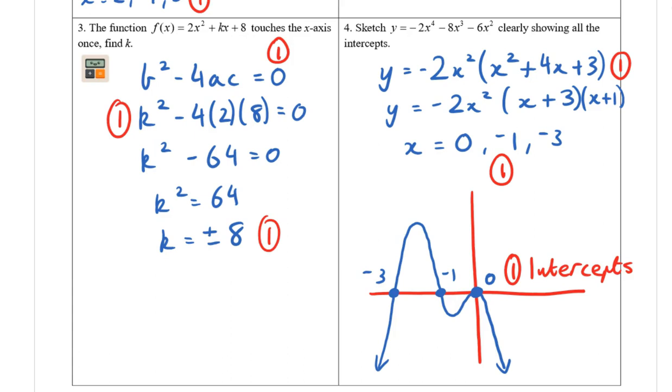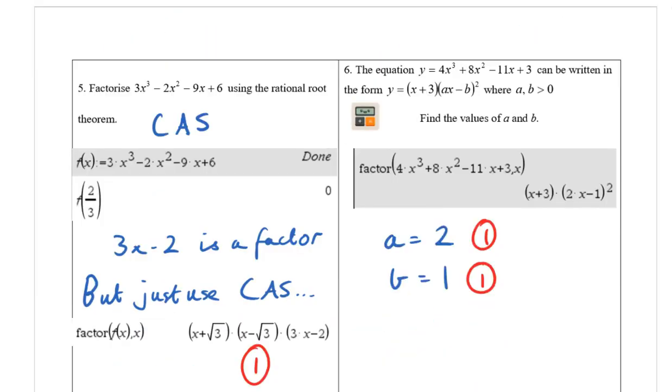Question 4, first step is to factorize out negative 2x squared, leaving us with x squared plus 4x plus 3 in the bracket. That can be factorized to x plus 3 and x plus 1, solving to be 0, negative 1, and negative 3. Because we have an x squared outside the bracket, this function would just be touching the x-axis at 0, as you can see in the sketch below. So mark all those points, and because negative 3 and negative 1 would be a bit further apart than negative 1 and 0, our turning point between the two does go quite high, and then just a little one between negative 1 and 0, labeling all of those intercepts as the question stated.